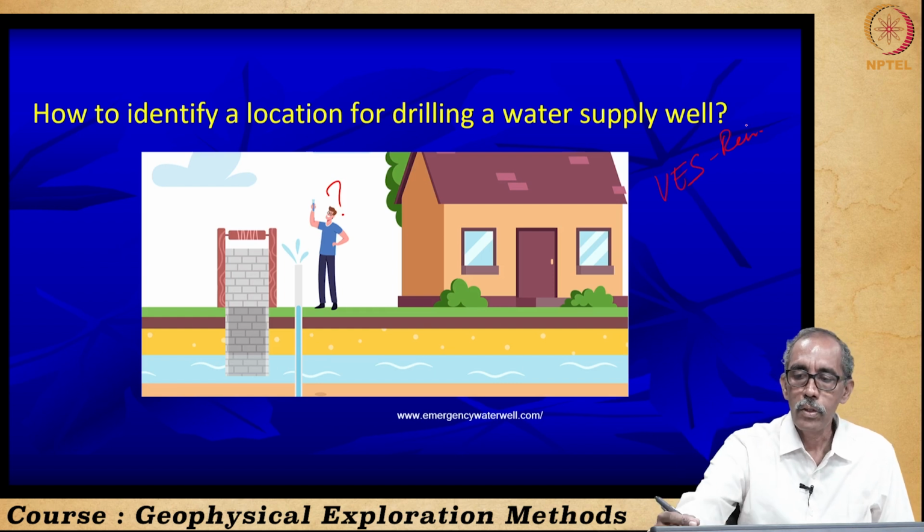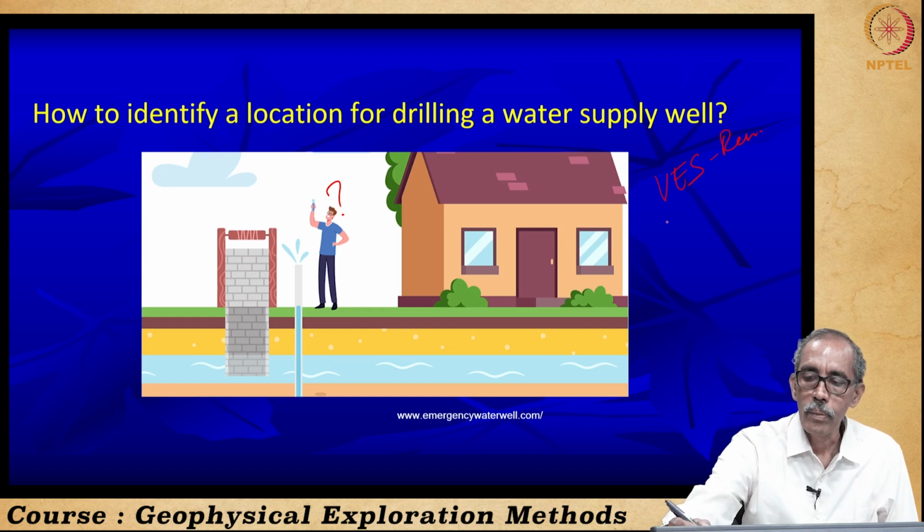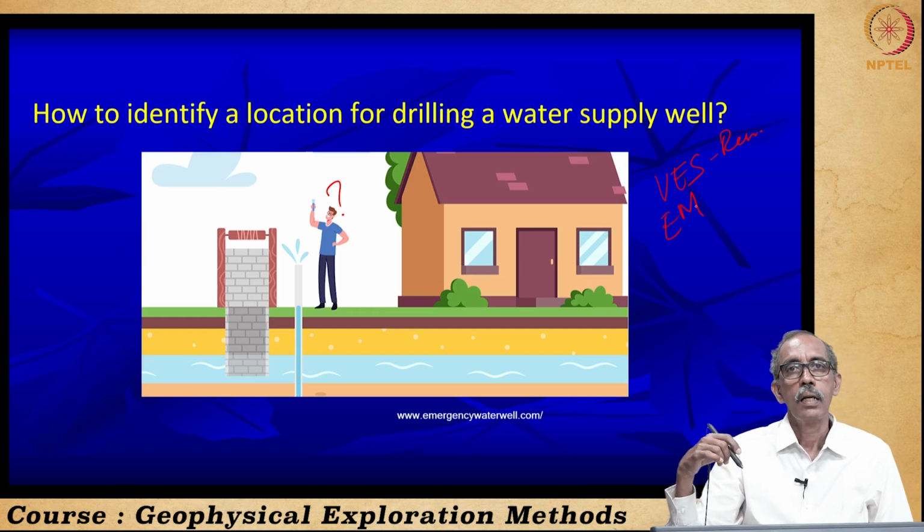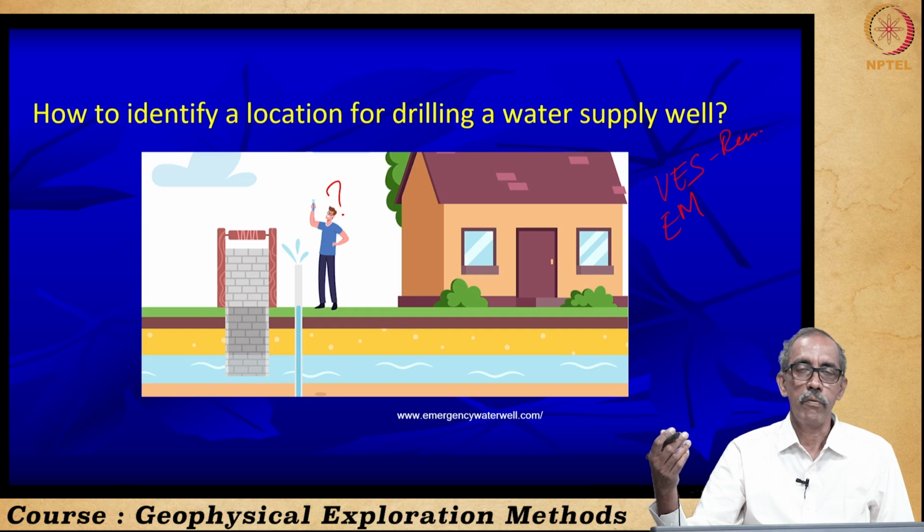Here too sometimes we may use electromagnetic methods. Electromagnetic method is much more rapid, very non-invasive. We had seen electromagnetic methods. Electromagnetic methods and electrical methods can be used to identify a potential site for a water supply well. Am I clear? So, this question can be answered with the tools which we have seen previously.